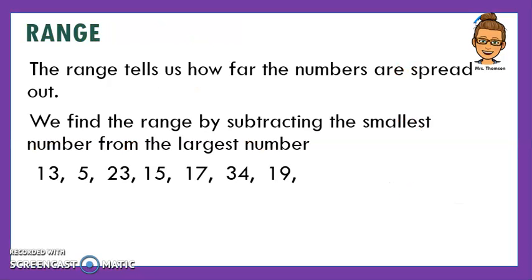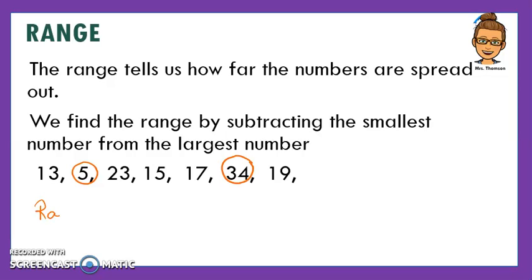All right, the last one we're going to look at is nice and quick and easy, the range. The range tells us how far the numbers are spread out. So what we have to do to find the range is to subtract the smallest number from the largest number. So you look through the data, there we are, and we find what the smallest number is. The smallest number is 5, and the largest number is 32.